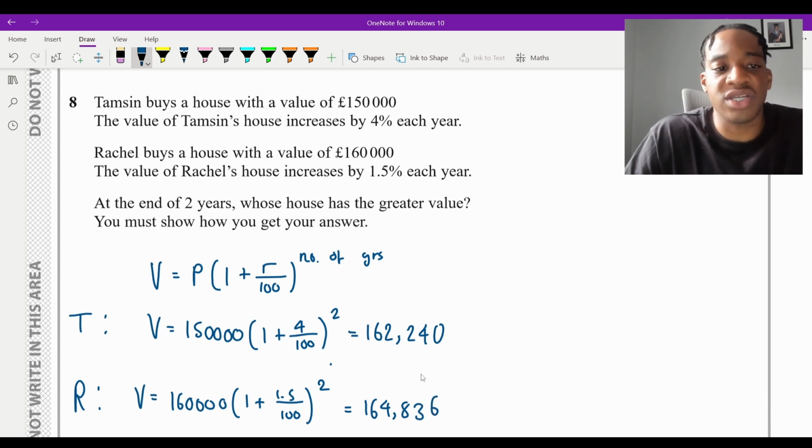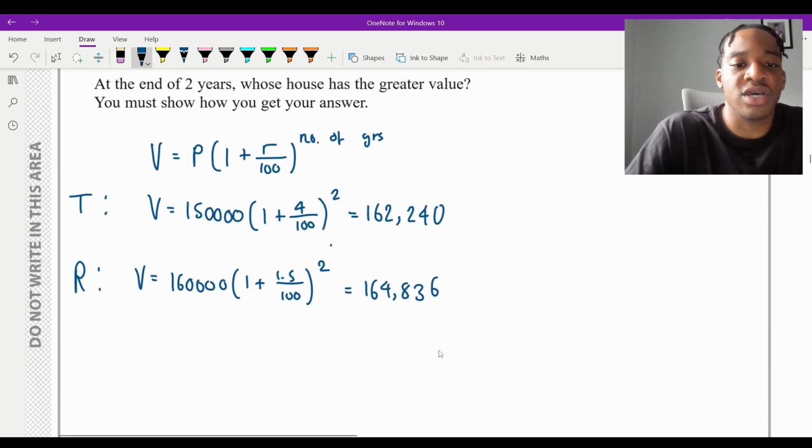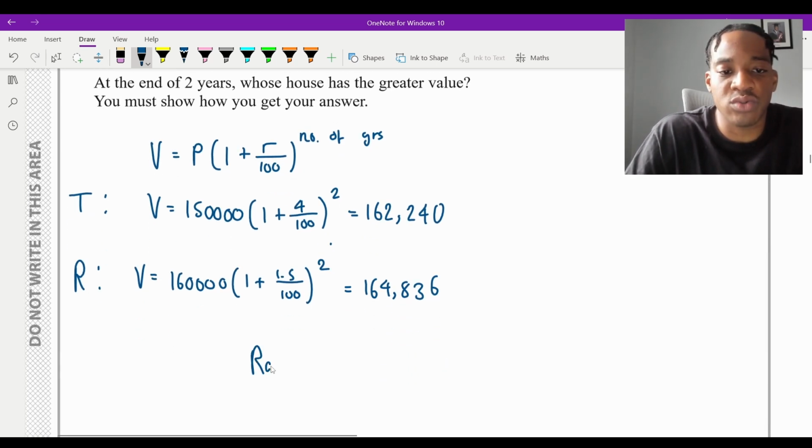And now you can see quite clearly Rachel has a larger amount of money, so Rachel's house will have a greater value. So you just say Rachel's house has the greater value.